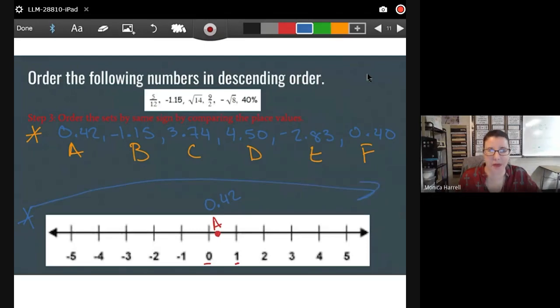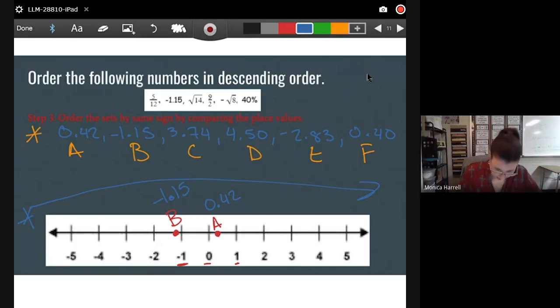That's the easy part. So number B is negative 1.15. That means I'm going to go over here to the negative 1. And because it's a little bit bigger than negative 1, I'm going to go just a touch further from 0. And that number is negative 1 and 15 hundredths.